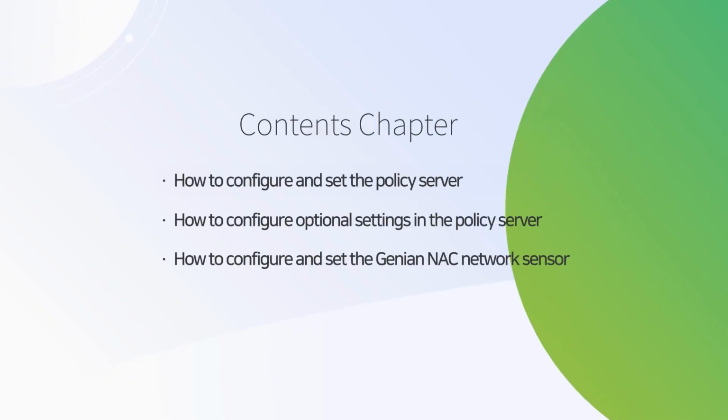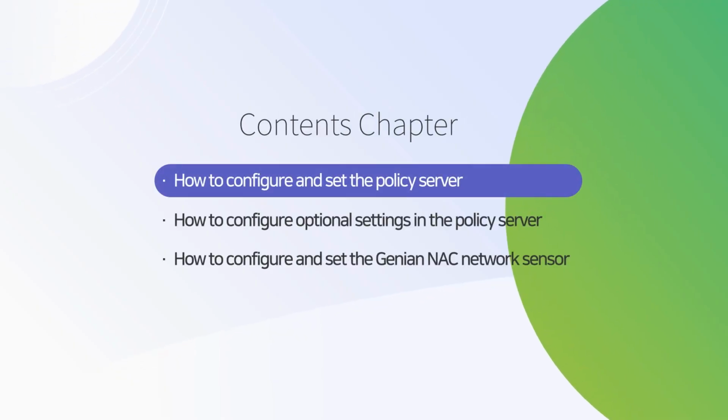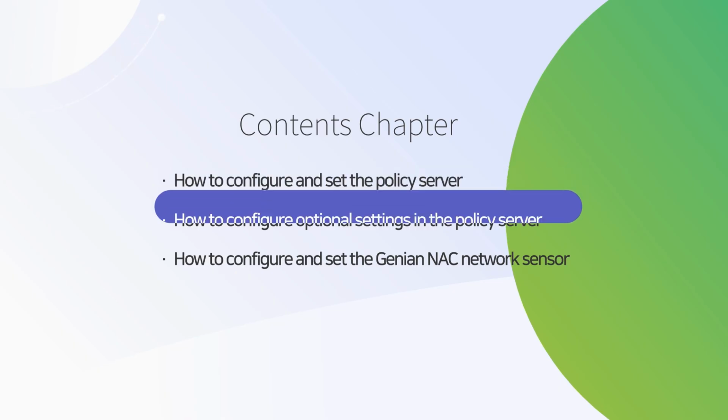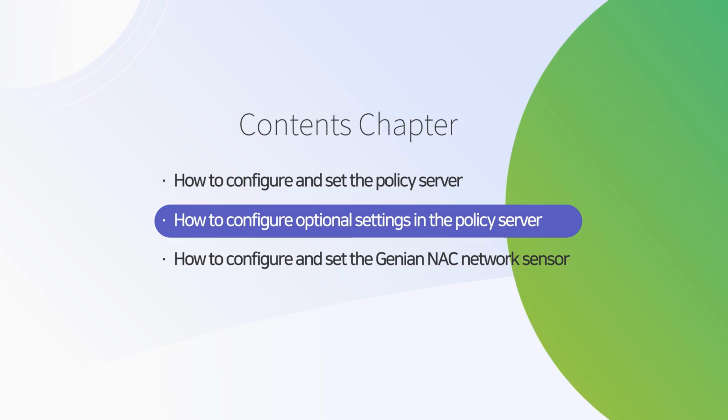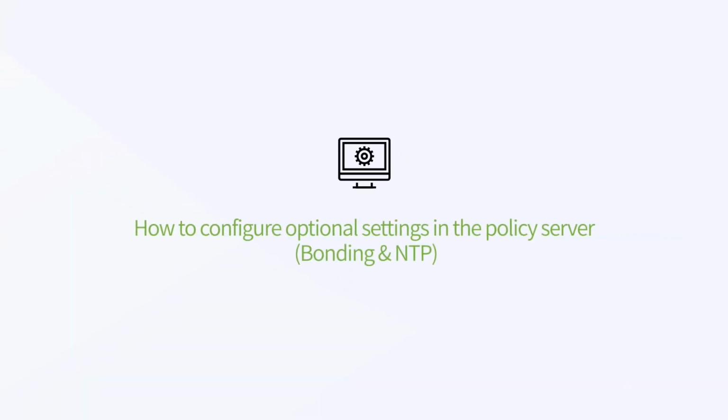Last session, you learned how to install 5 HA cases of the policy servers by manual configuration. In this session, we are going to learn how to configure bonding interface and NTP in the policy server manually. Let's start the second chapter of how to configure optional settings in the policy server, especially the interface bonding and NTP.